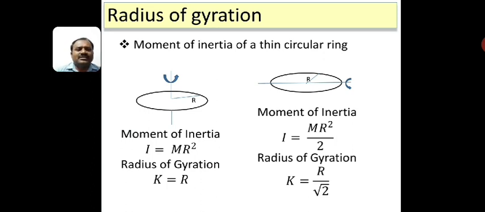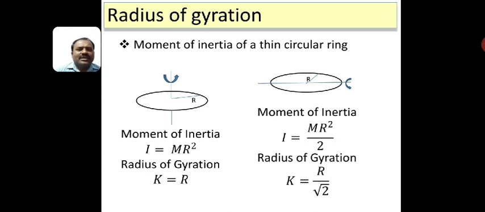That means when the axis is passing through the center and perpendicular to the plane, the radius of gyration is equal to the radius. Whereas if we take the same ring, and the axis of rotation is along one of the diameters, then the moment of inertia is given by I is equal to mr square by 2, and comparing this with I is equal to mk square, we get the radius of gyration as k is equal to r divided by root 2. So what we can understand from this example is, though the mass of the object is the same, if the axis changes, then the moment of inertia also changes.